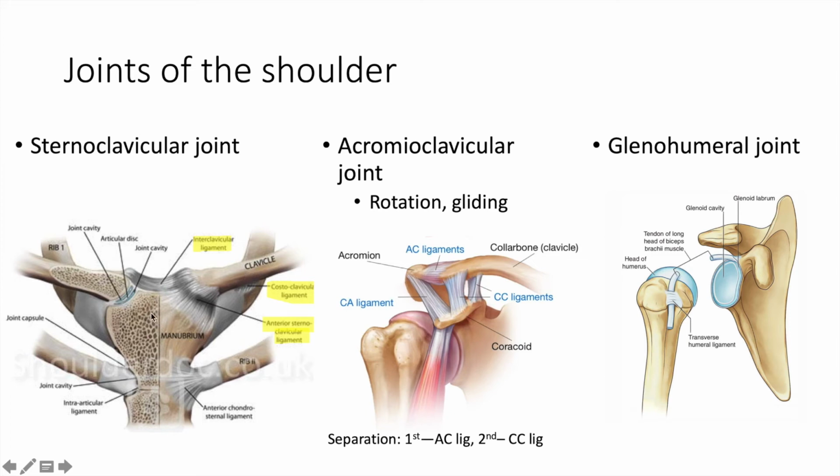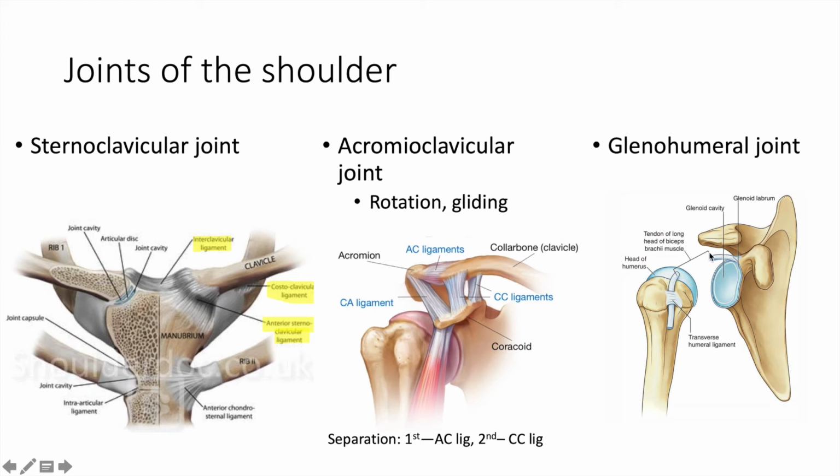Easy. So there are 3 ligaments. Our interclavicular ligament, that's between our clavicles. We've got our sternoclavicular ligament, sternum to clavicle, and then the costoclavicular ligament. Costo meaning rib, so from first rib to clavicle. Okay, my acromioclavicular joint, acromion to clavicle, is going to help with rotation and gliding. And here are the ligaments right here.